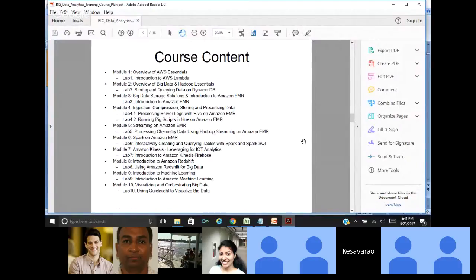Okay, so just to quickly catch up from yesterday, we went through the overview of AWS Essentials, and there is a small change here. I wanted to make sure you are all aware of it. Yesterday, I switched the lab. The first lab was supposed to be Introduction to AWS Lambda, but after we learned the AWS Essentials, I actually used the DynamoDB exercise.